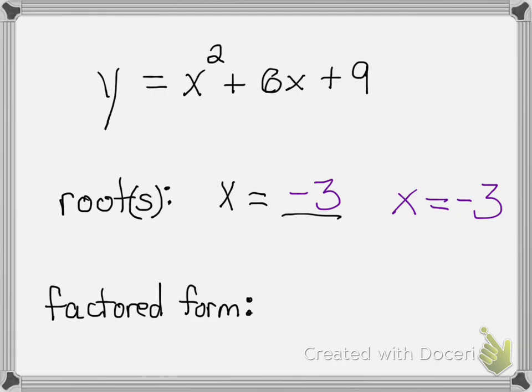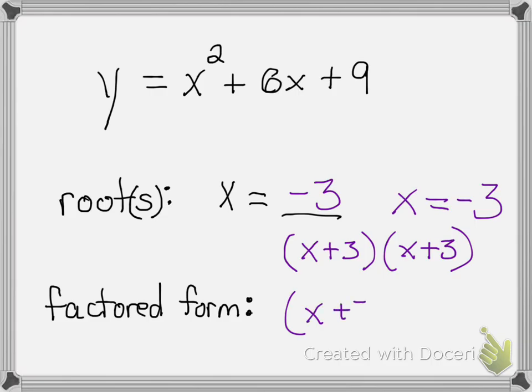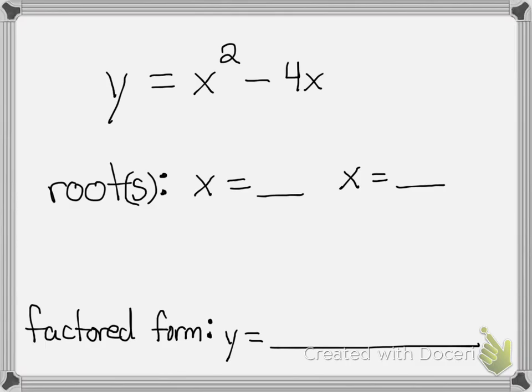Now you can write the same root twice, simply because it's a parabola. And when you do that, what's the opposite of -3? Positive 3. So technically I'll have x plus 3 and x plus 3. But instead of writing the same exact thing twice, I'll just write it as a quantity squared, x plus 3 squared. Let's look at another example.